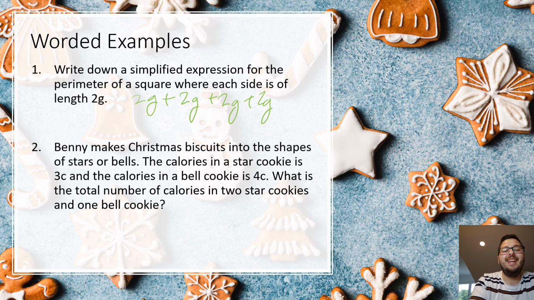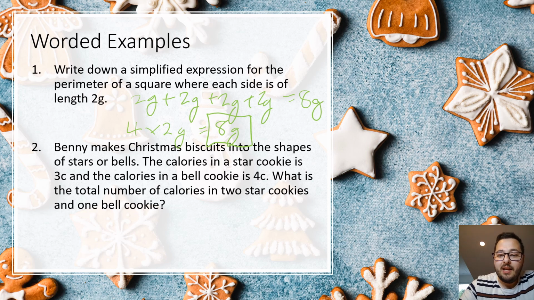The perimeter, sorry, of a square. A square is 4 sides, they're all the same. So you add them all up and we're going to get 8g. And another way of doing that is you could have just done 4 times 2g, which is also 8g. So that'll give you the same answer.